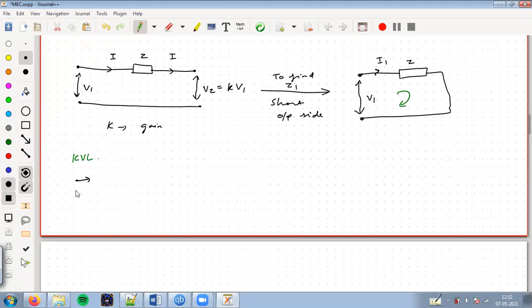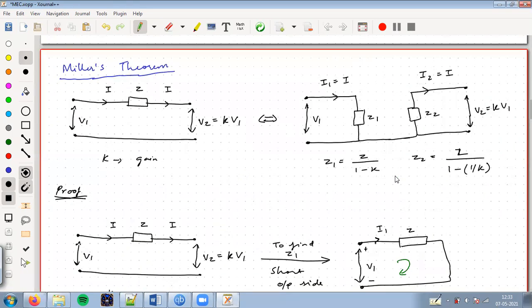get V, this is plus and this is minus, right? So V1 minus I1 Z equals 0. So I1 is V1 by Z. But the condition is I1 has to be the same as I.